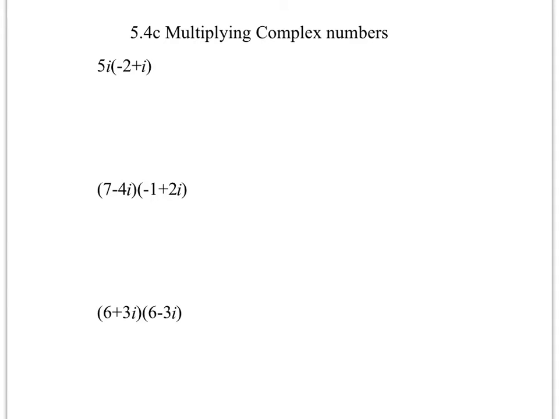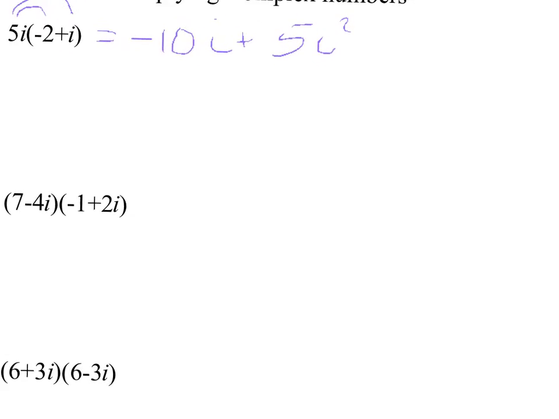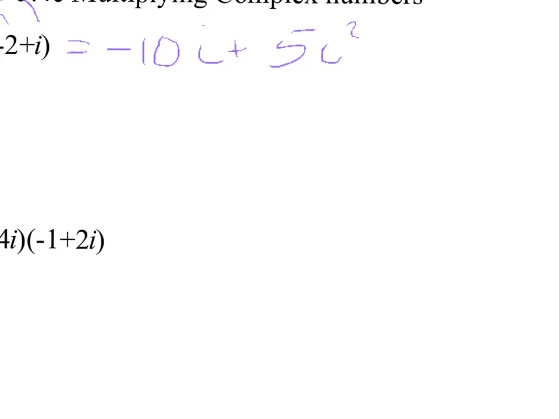So if we look at this first problem, I'm going to take 5i times negative 2, and we get negative 10i. And then 5i times i, we get plus 5i squared. So here's the twist. i squared can be simplified, right? Because our definition that we talked about is that i squared equals negative 1. So now I need to replace that with negative 1.